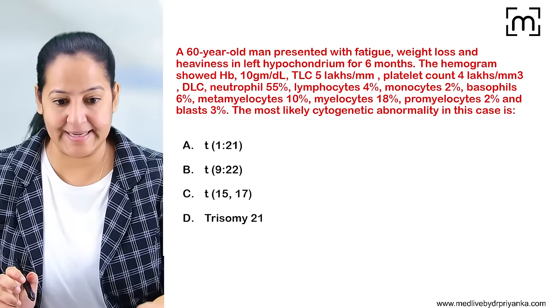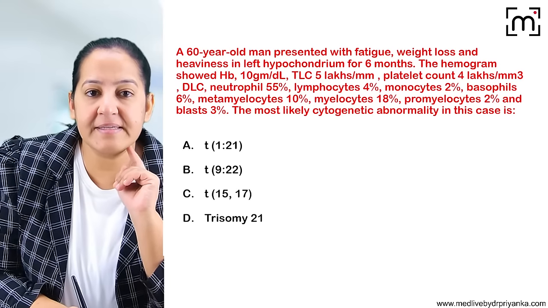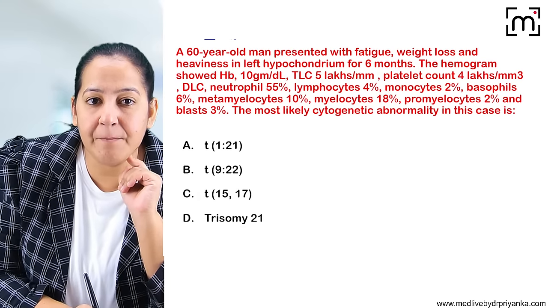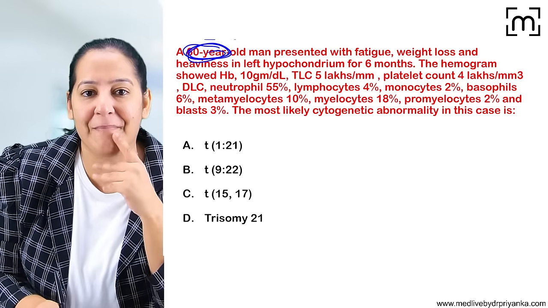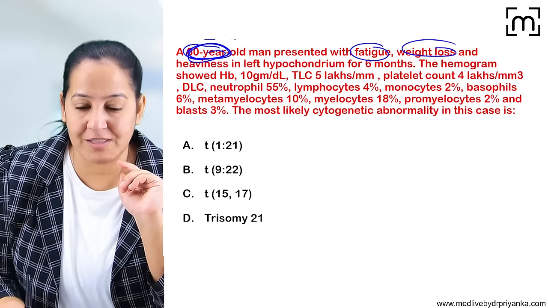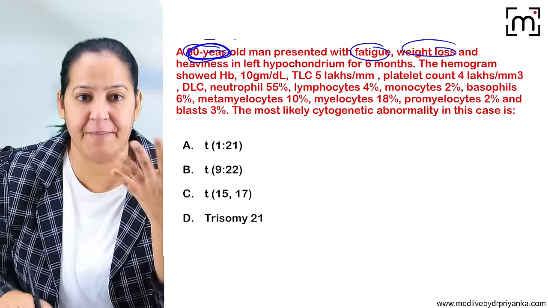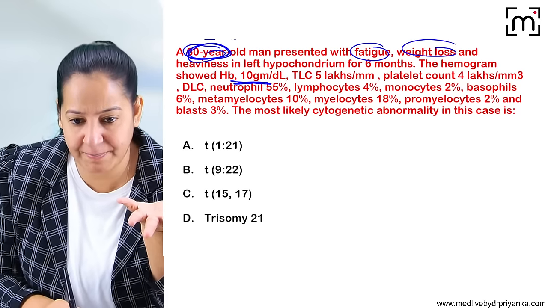Read the next question. It's a clinical case. So we will read it, understand it, and then come to the answer. Listen. There is a 60-year-old man. Age is always important, people. Age is always important. 60-year-old. Okay, there is an old man presented with fatigue. Fatigue means the patient has anemia. Weight loss means the patient has hypermetabolism. And the hemoglobin is 10. So, of course, the patient is anemic.